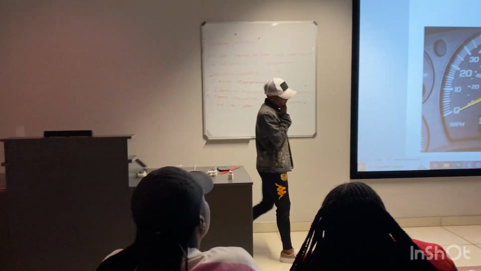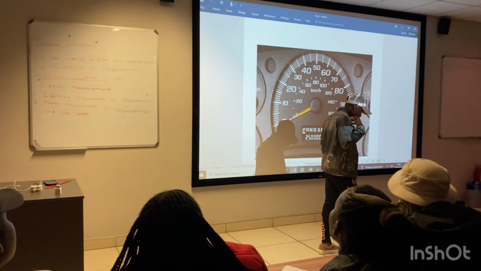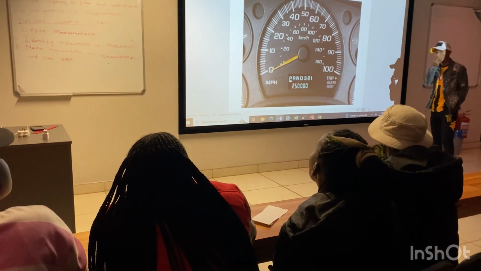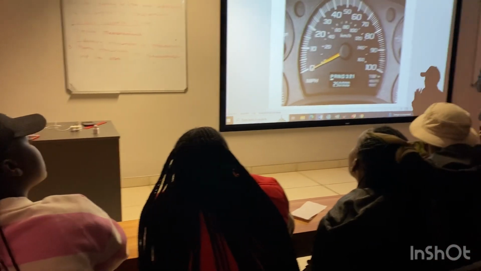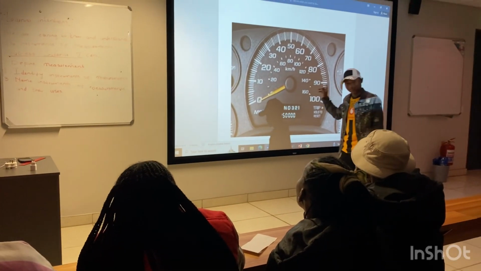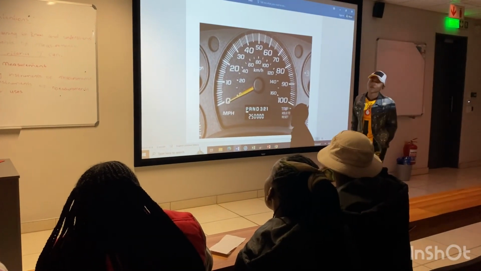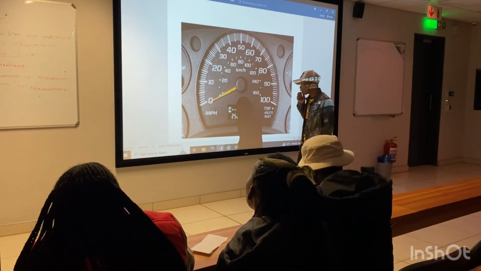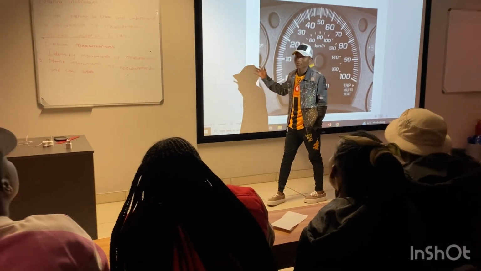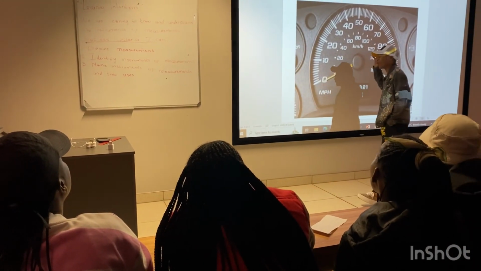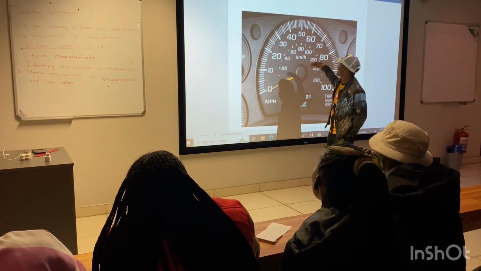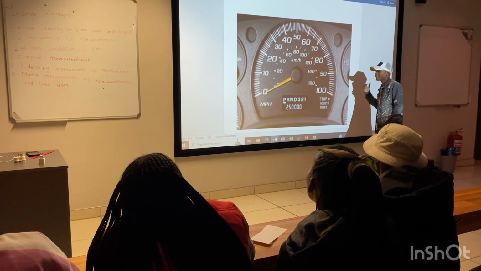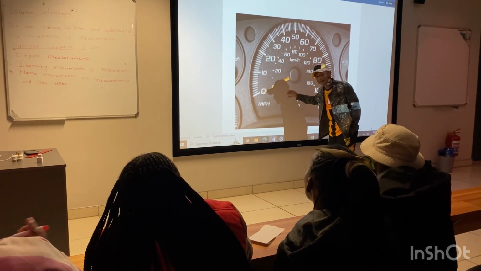Okay, I want you all to tell me, what do you see on our whiteboard? Have you ever seen this picture somewhere? Yes, sir, in a car. Do you know the name of it? No, sir. The name of it is odometer. This is one example of an instrument of measurement.